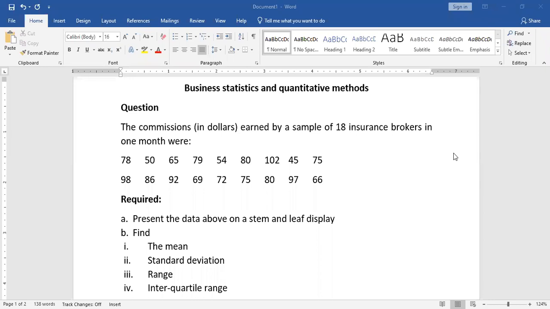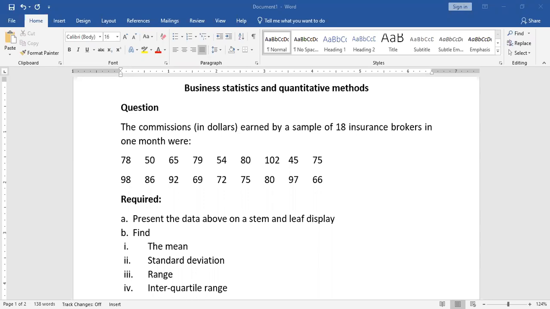Welcome to this tutorial. In this video, I'll be sharing on how to present data on a stem and leaf display and how to calculate the mean, standard deviation, range, and the quartiles using the sample size given. Okay?